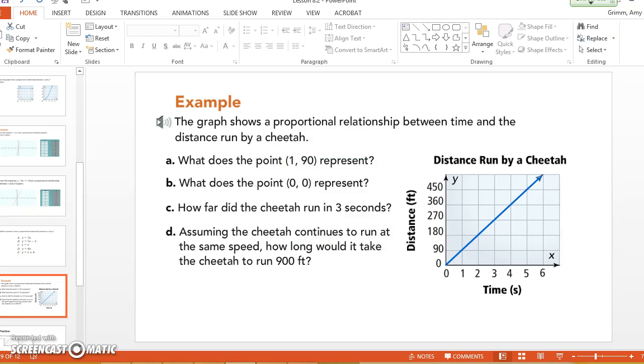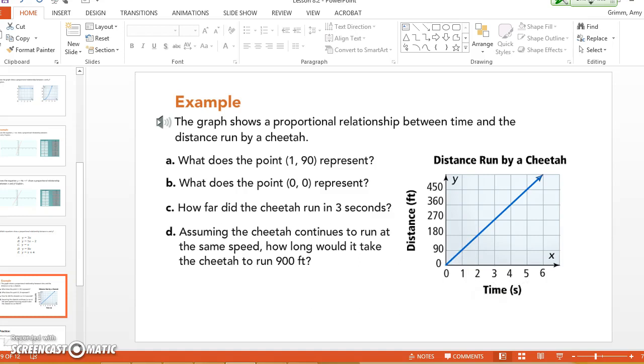The graph shows a proportional relationship. It already tells us it's proportional, but we can tell because it's a straight line and it goes through 0, 0. The first question says, what does the point 1, 90 represent? What does that point mean? James? Every one time unit. What is the time unit? Seconds. Every 1 second, the cheetah can run 90 feet. Very good. That is fast, isn't it?